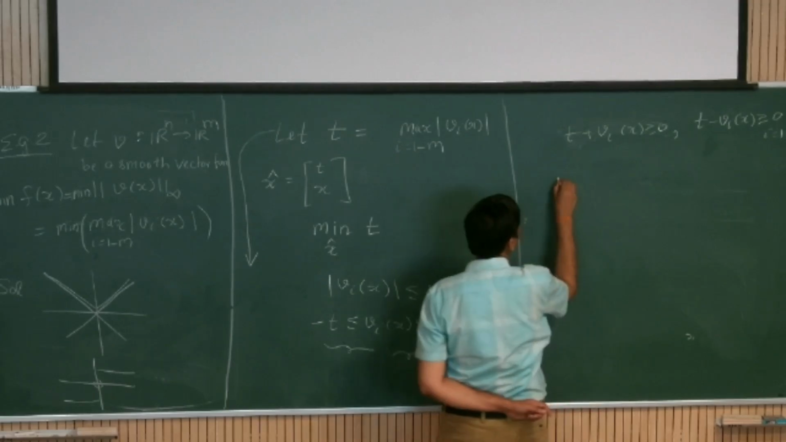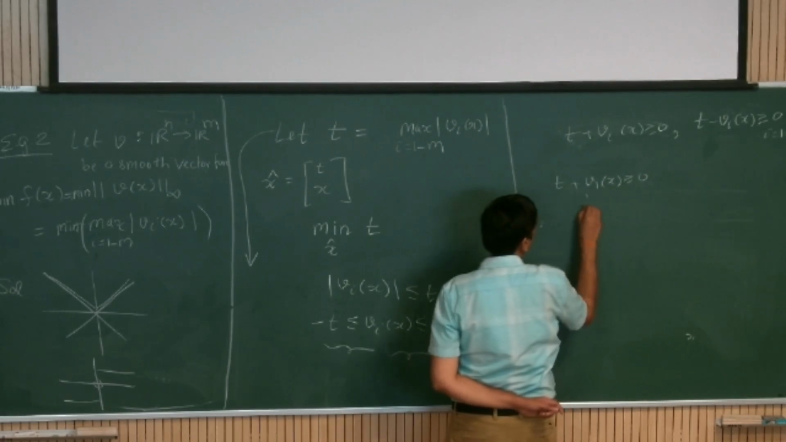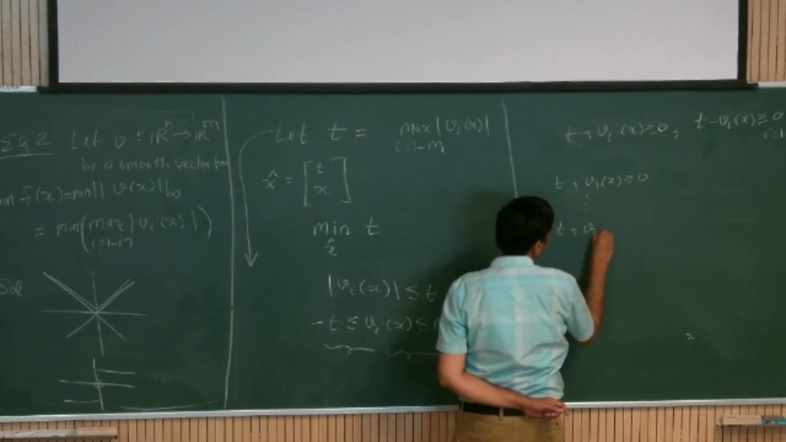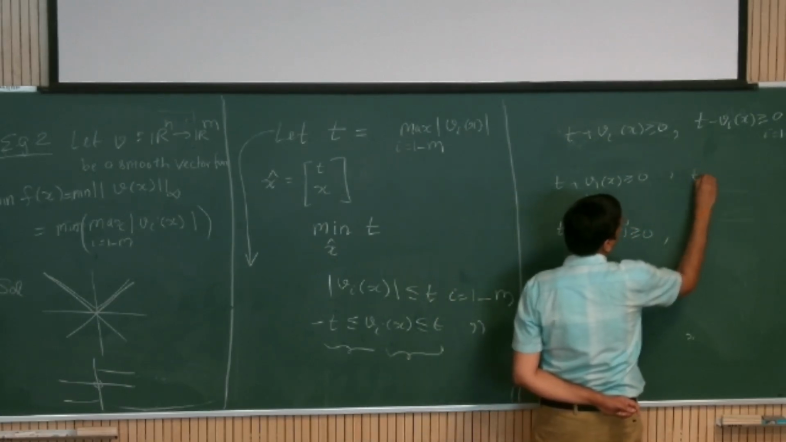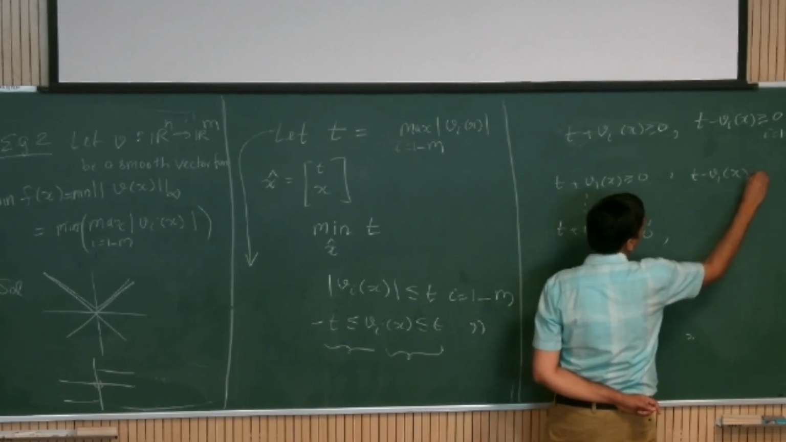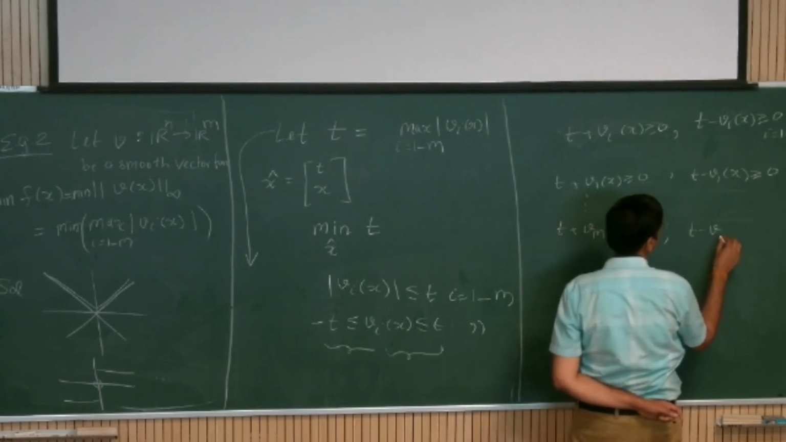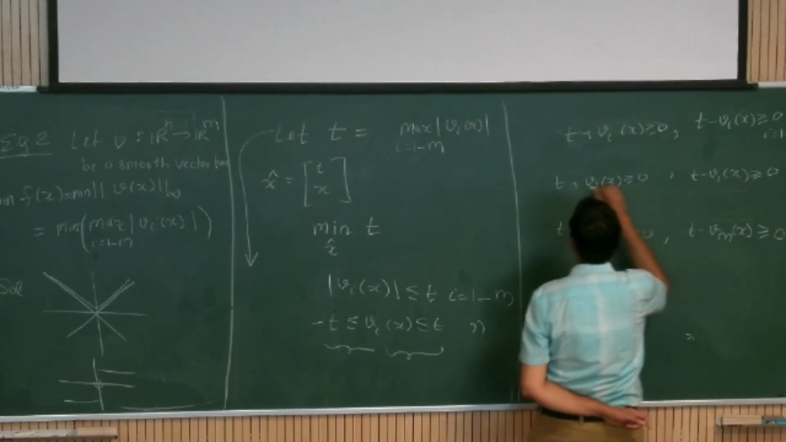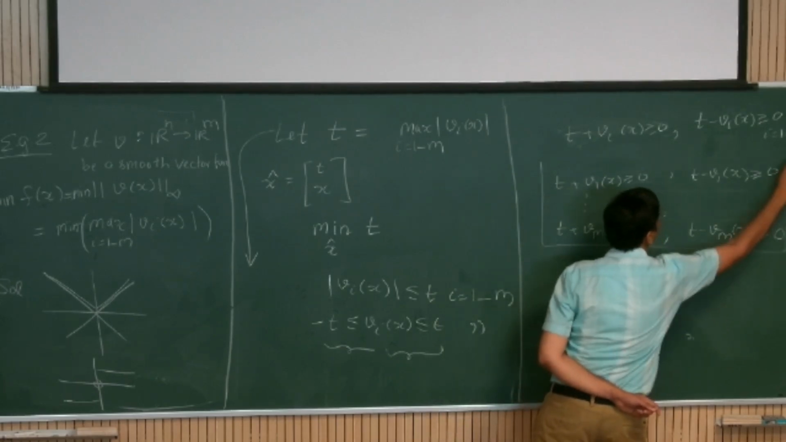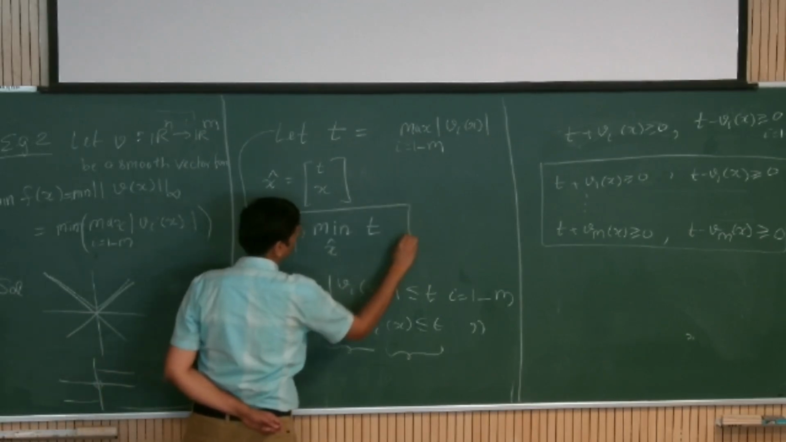Now if I have to expand this, then I'll write t plus v1 of x greater than or equal to 0 all the way till t plus vm of x greater than or equal to 0, and parallelly I would have t minus v1 of x greater than or equal to 0 and t minus vm of x greater than or equal to 0. So these are all my constraints, and this is my objective function.